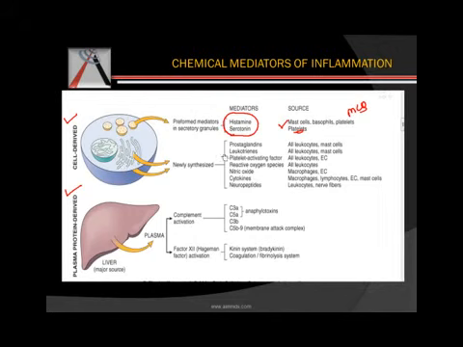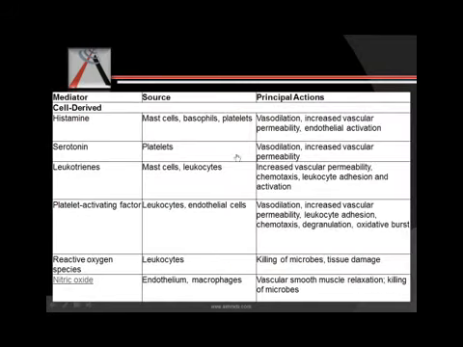Then we have the newly synthesized mediators, in that we have the prostaglandins, leukotrienes, PAF, reactive oxygen species, nitric oxide, cytokines, etc. Then we have the complement system, where C3a and C5a act as anaphylatoxins. We have C5b to 9 which act as the membrane attack complex. Then we have the kinin system and the coagulation system that also play a role in inflammation. This is a list of the principal actions of the cell-derived mediators and their source.